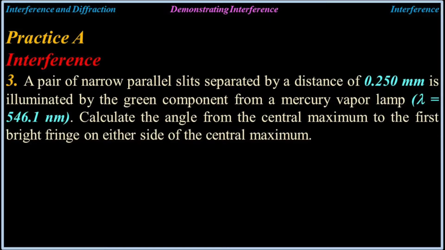A pair of narrow parallel slits separated by a distance of 0.250 millimeters is illuminated by the green component from a mercury vapor lamp. Lambda equals 546.1 nanometers. Calculate the angle from the central maximum to the central bright fringe on either side of the central maximum.